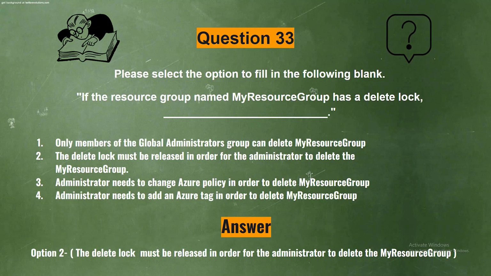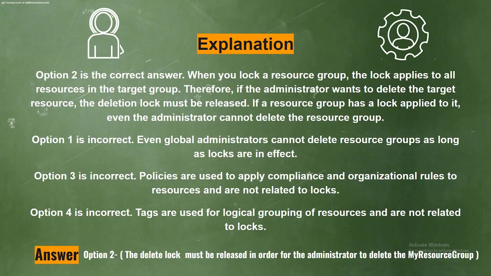The delete lock must be released in order for the administrator to delete the My Resource Group. Explanation. Option 2 is the correct answer. When you lock a resource group, the lock applies to all resources in the target group. Therefore, if the administrator wants to delete the target resource, the deletion lock must be released. If a resource group has a lock applied to it, even the administrator cannot delete the resource group.